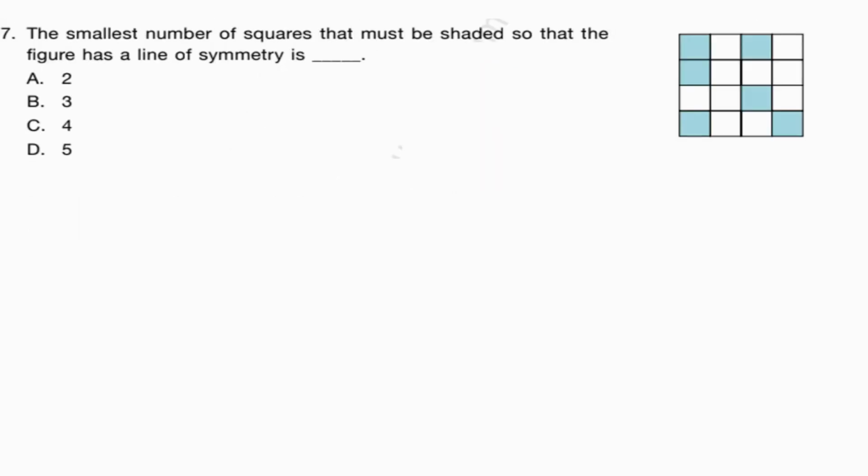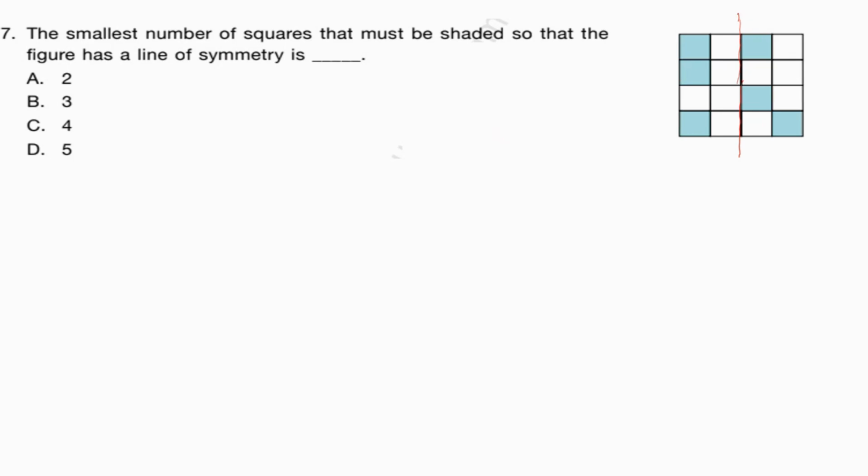Next question. The smallest number of squares that must be shaded so that the figure has a line of symmetry is. I have to find the line of symmetry, and the smallest number. Let's suppose I'm checking vertically. If I'm checking vertically, you can see here it should be shaded, it should be shaded, it should be shaded. So the number of squares will be more, you can see there, right?